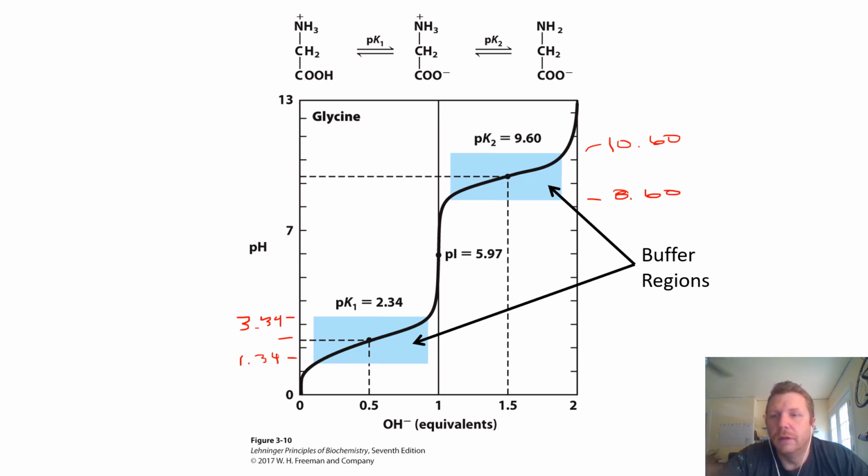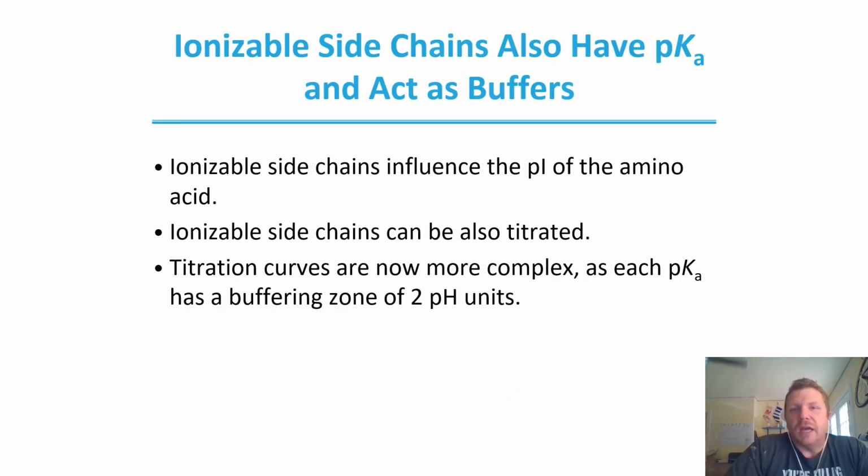All right, so that's one of the values that an amino acid has. Ionizable side chains also have pKa's and can act as buffers as well. These ionizable side chains influence the pI of an amino acid. Ionizable side chains can also be titrated. Titration curves are now more complex because you have that third pKa value whenever your side chain is ionizable.